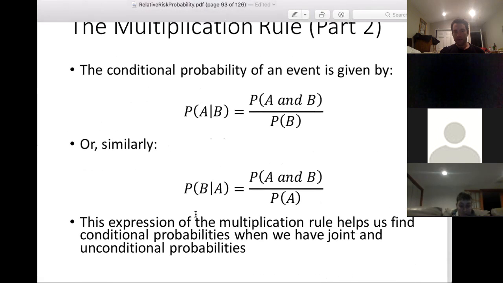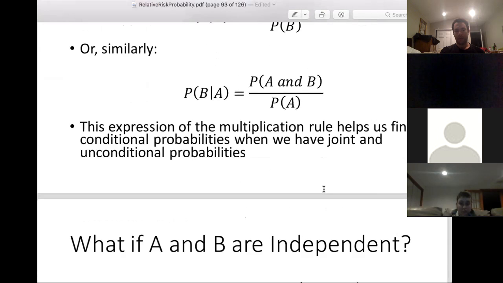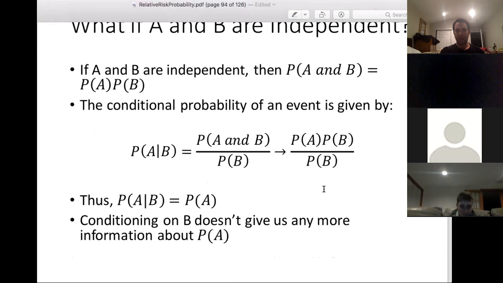But if you do have conditional probabilities, we can calculate them using this formula. The probability of A given B is equal to the probability of A and B divided by the probability of B. Or similarly, the probability of B given A is equal to the probability of A and B divided by the probability of A. And this will allow you to calculate conditional probabilities. So again, this is another way of showing that in notation.